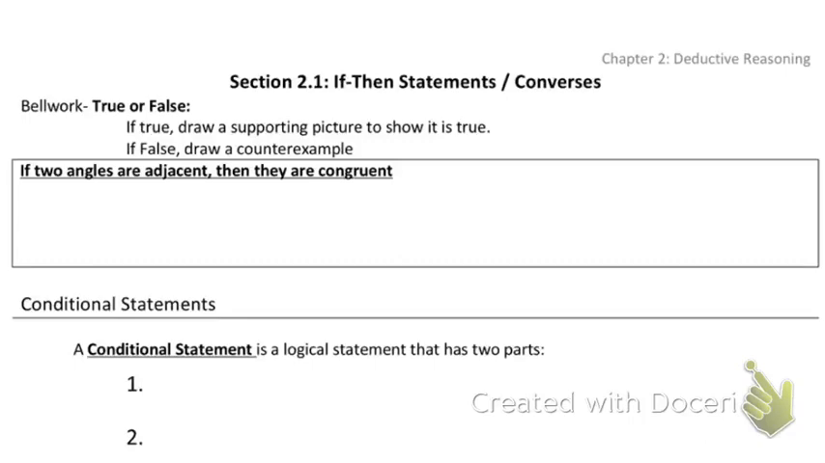Every adjacent angle is congruent. Is that 100% true all the time? No, it's false. It's false because they're not always the same measurement of degrees. Yeah, they're not always the same measurement of degree.